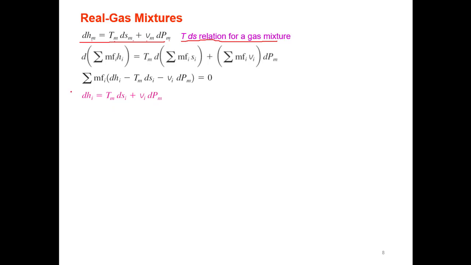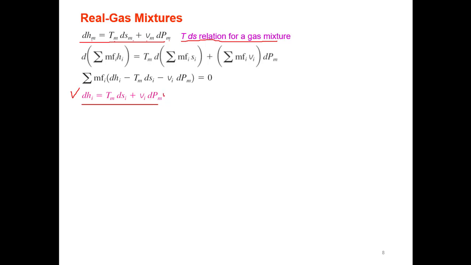So that means we can apply the generalized equations that were derived in the previous chapter. These were the generalized relations for the real gas, and those relations can also be applied to the real gas mixture. Now, how will we calculate the Tm and Pm?